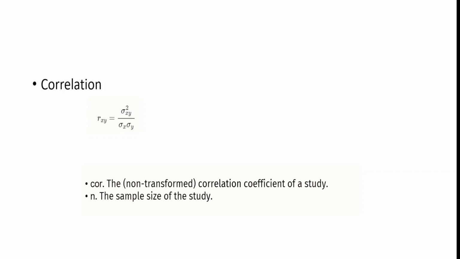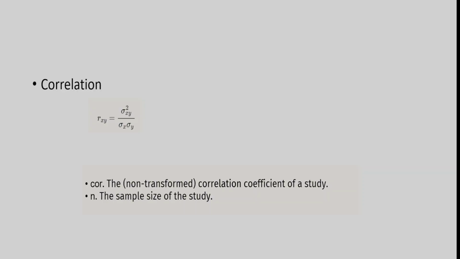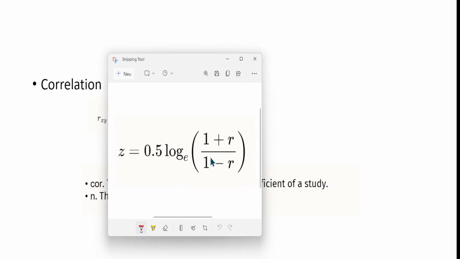Because it is skewed, you need to find a mechanism to transform this skewness. That is already in the package. The way you do it is with the Fisher Z transformation. Let me just drop you one formula for how to do that. So this is how you do the Z transformation for correlation.